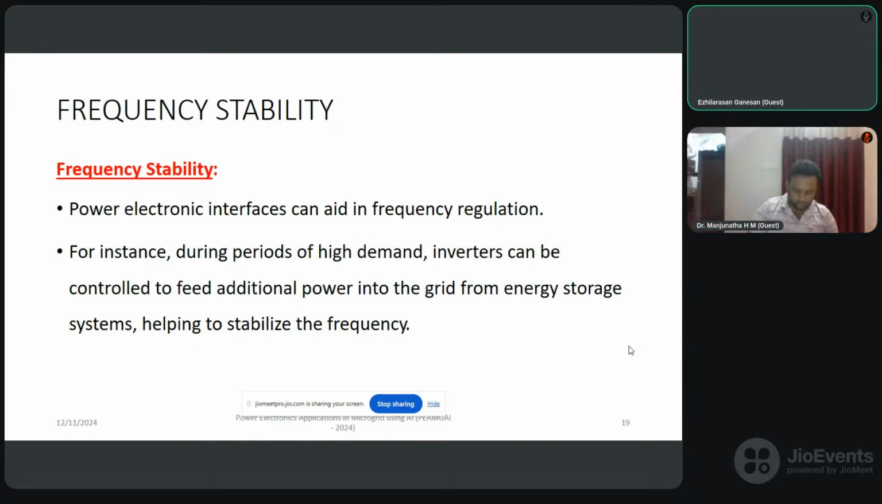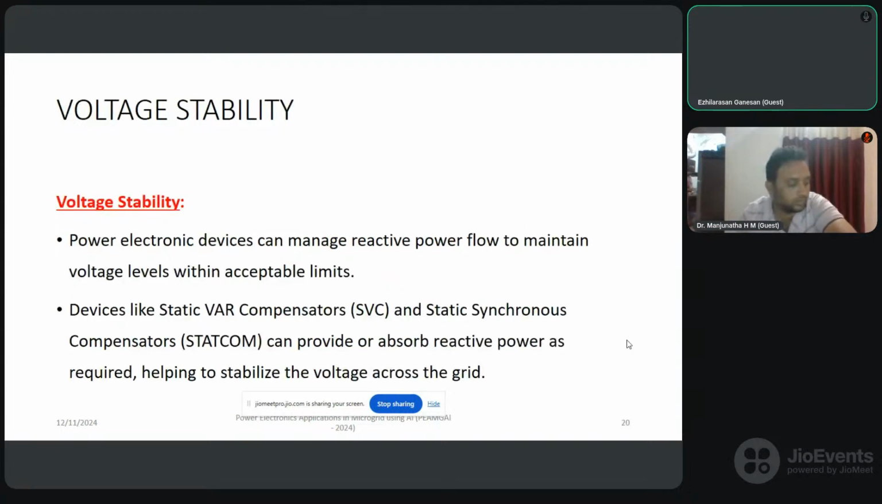Even in your house we can overcome power outage. How? We are having inverters, right? Your inverter works from the battery and supplies power to your house during the power break. Same way, even the big power systems have energy storage systems that will help frequency stability.